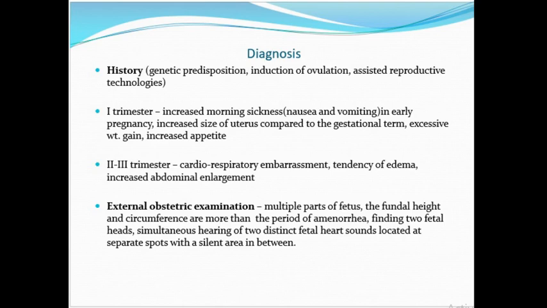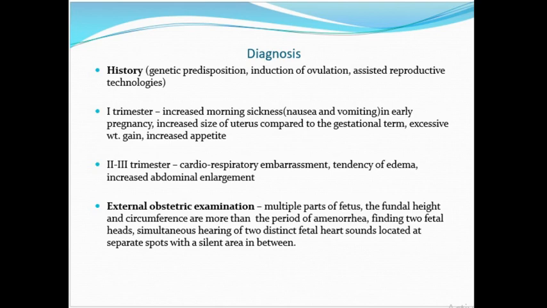Now, in the first trimester, we can diagnose multiple pregnancy when the woman experiences increasing morning sickness. And so there is severe nausea and vomiting. And also when the size of the uterus is larger compared to the gestational age, we may also be thinking of multiple pregnancy. And also when the woman excessively gains weight and also has increased appetite.